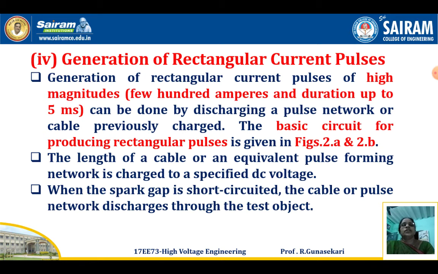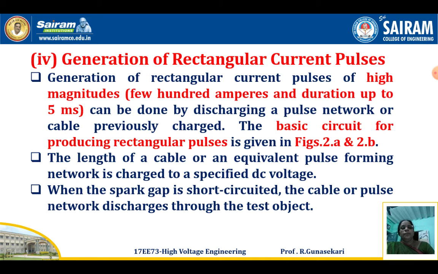Okay, the generation of rectangular current pulses of high magnitudes. What is the magnitude? A few hundred amperes, and the duration up to 5 milliseconds only. The generation of rectangular current pulses of high magnitudes can be done by discharging a pulse network or cable previously charged. Again, if you want to discharge, we are using the pulse network for discharging purposes.